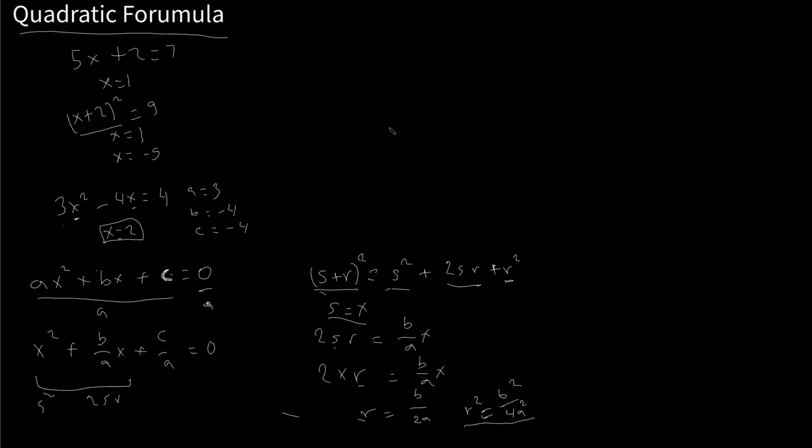So going here, we'll have x squared plus b over a x, right? Now I'm going to add r squared, right? So r squared is going to be b squared over 4a squared, right?